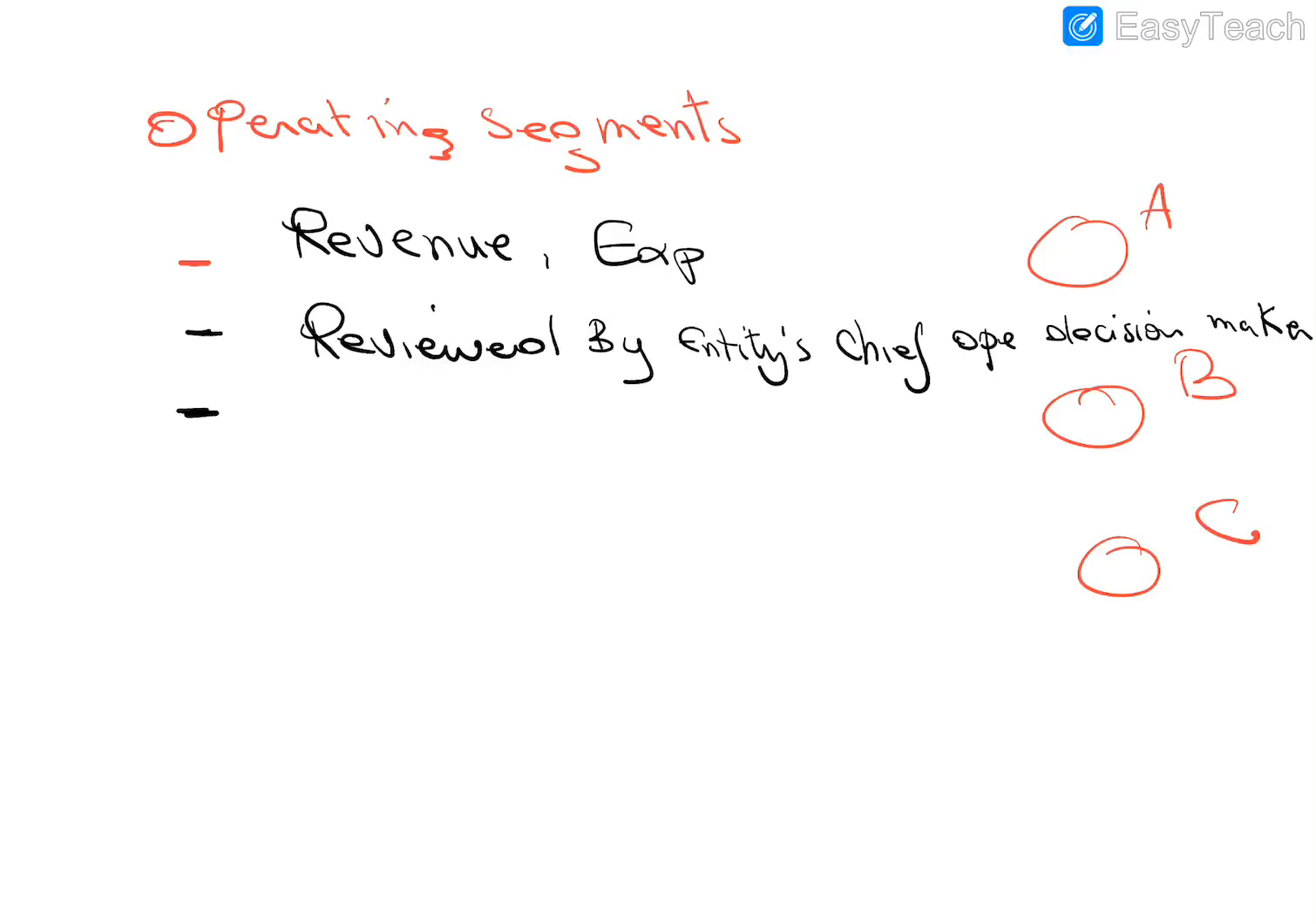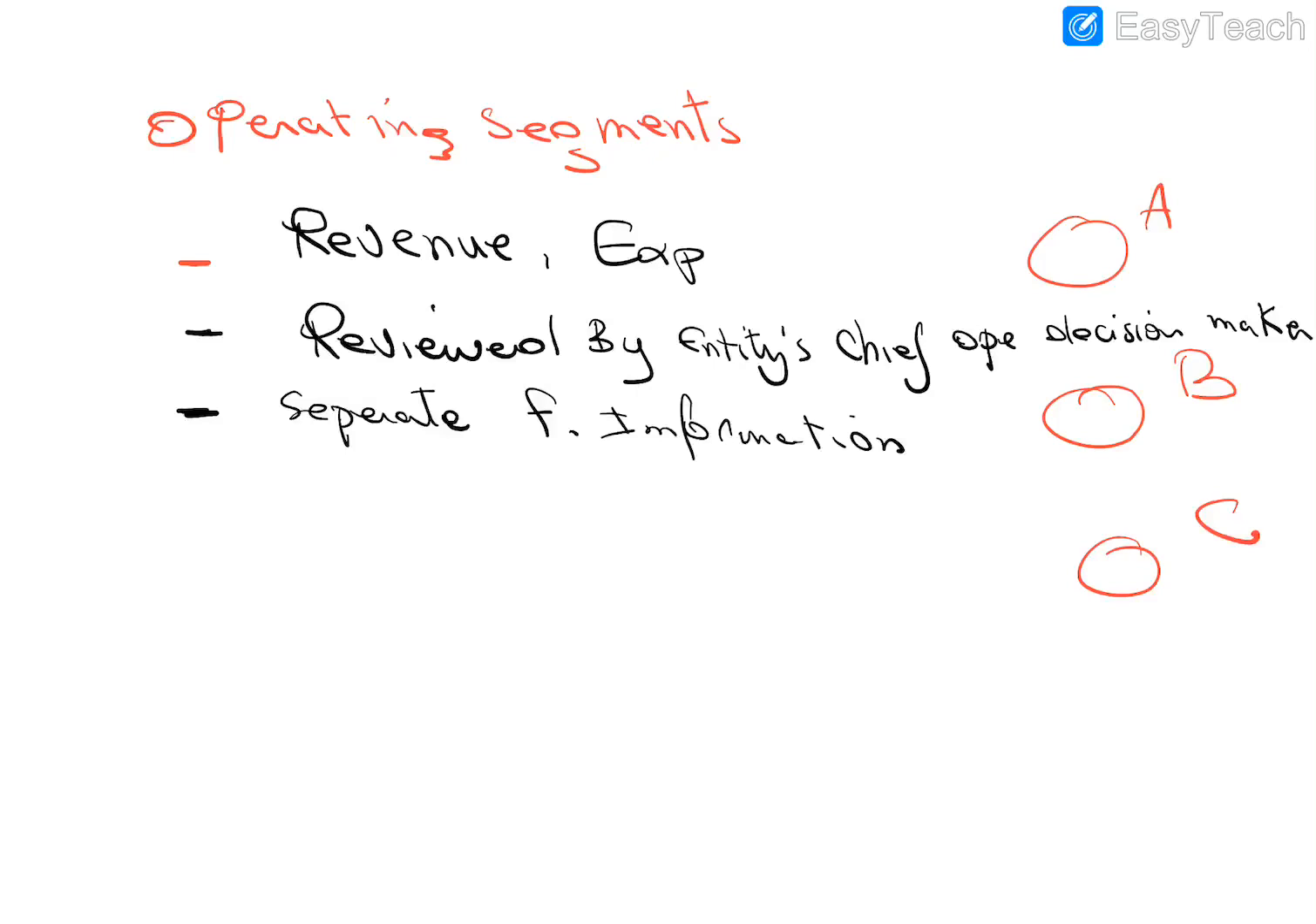The third thing for this segment to be operating is that we need to be able to get separate financial information from this segment. Every segment has its own financial reporting. So: separate financial information available about the segments. Once we have this, we define it as an operating segment, and under IFRS 8 this should be reported and disclosed.